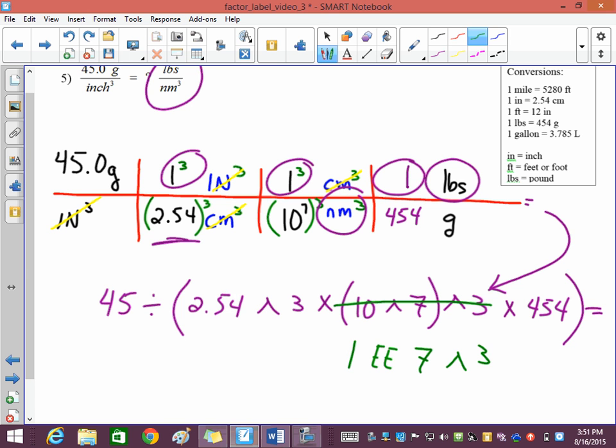caret 3. Okay. Whatever I've crossed out in the green and rewritten down here in the green, these two things represent each other when calculating. So whichever one you're most comfortable with. When you get the calculation completed, you should get a value of 6.05 times 10 to the negative 24, and that's pounds per nanometer cubed.